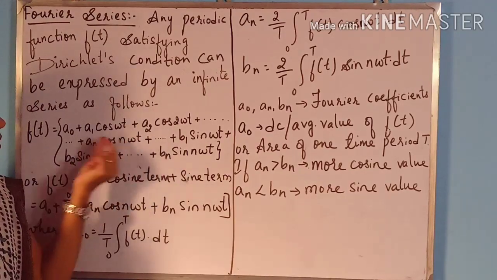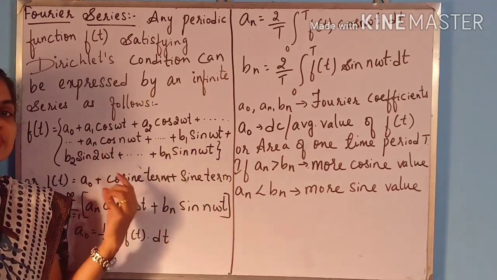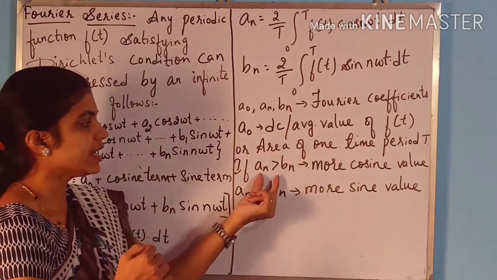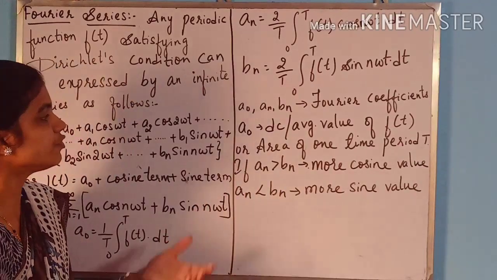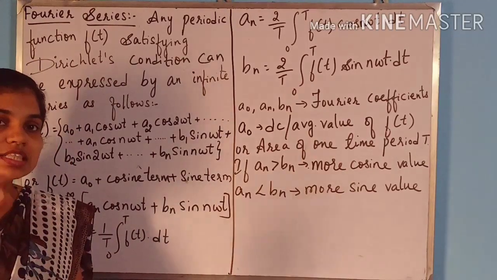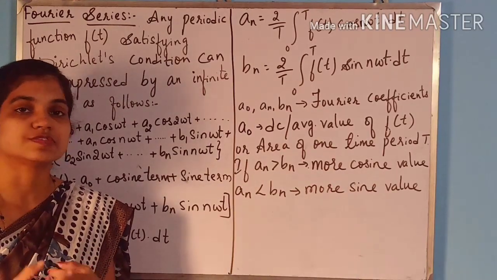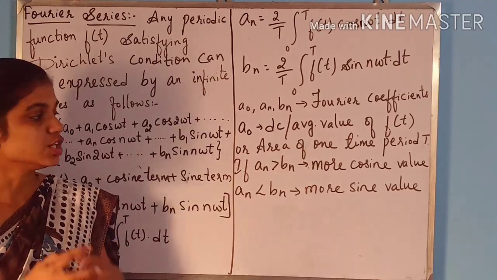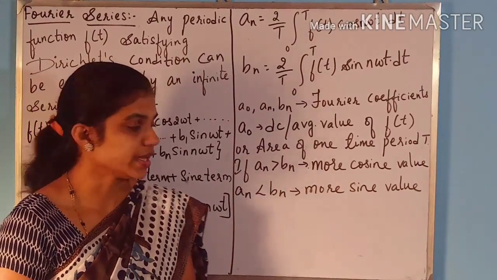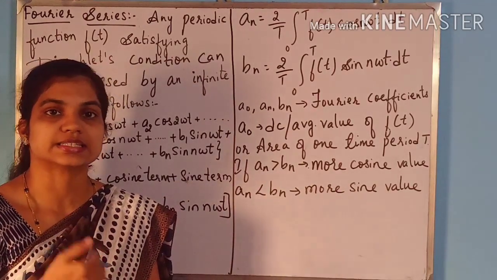Now, an, a1, a2 and so on and b1, b2 and so on, these are the coefficients of the cosine terms and the sine terms. Alright. Now, if an is greater than bn, that is the coefficient of the cosine term is more than the coefficient of the sine term, then in the frequency signal, I have told you the Fourier series or Fourier transforms are used to study or to analyze the frequency signal. So there, if an is greater than bn, we have more of cosine values. Okay. And if an is less than bn, we have more sine values. That is, bn is greater than an.